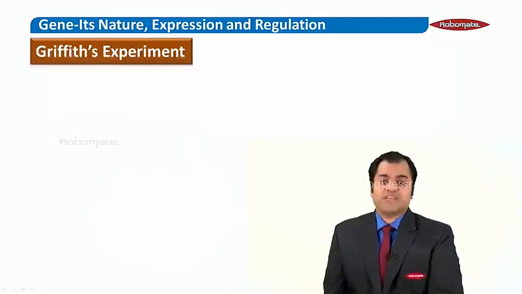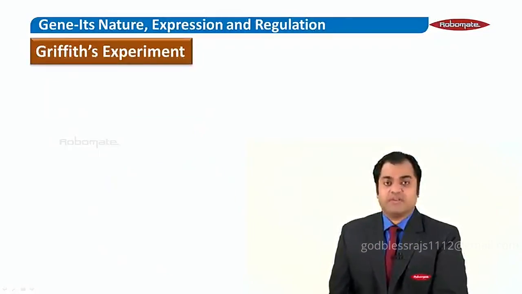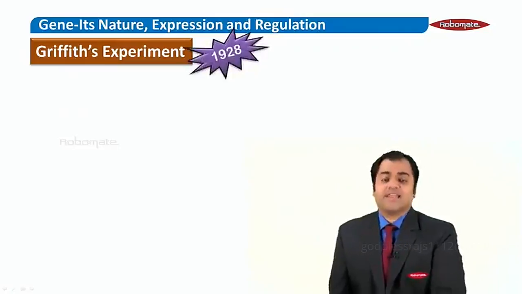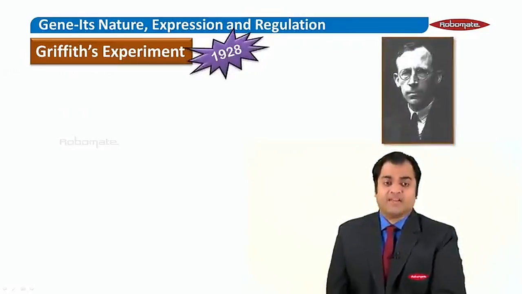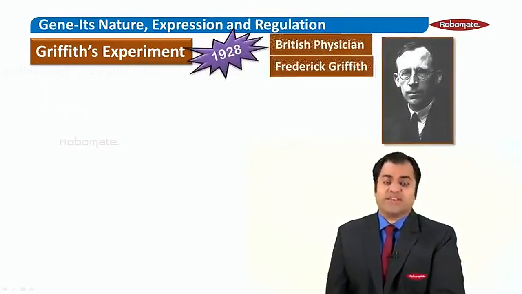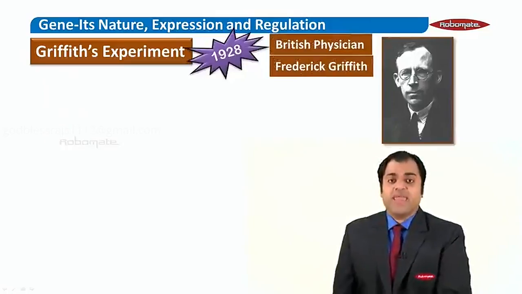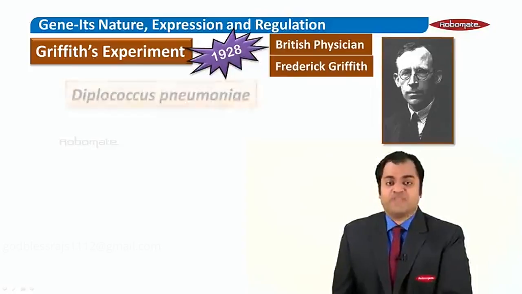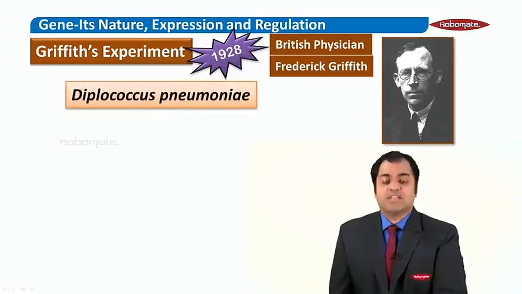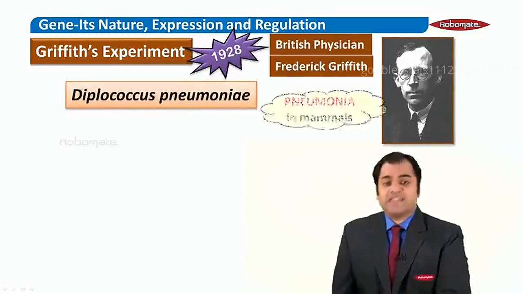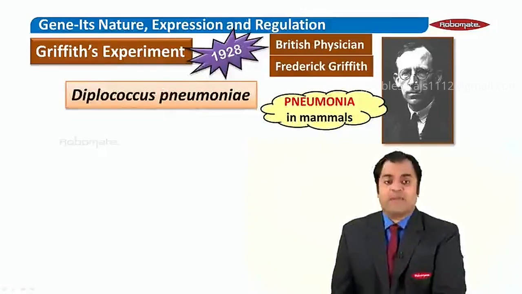Now, this first set of experiments, called Griffith's experiment, was conducted in the year 1928 by this guy right here, who was a British physician, and his name was Frederick Griffith. Hence, it is called the Griffith experiment. Now, Griffith used a strain of bacteria called Diplococcus pneumoniae. It is a bacteria that is known to cause pneumonia in mammals.